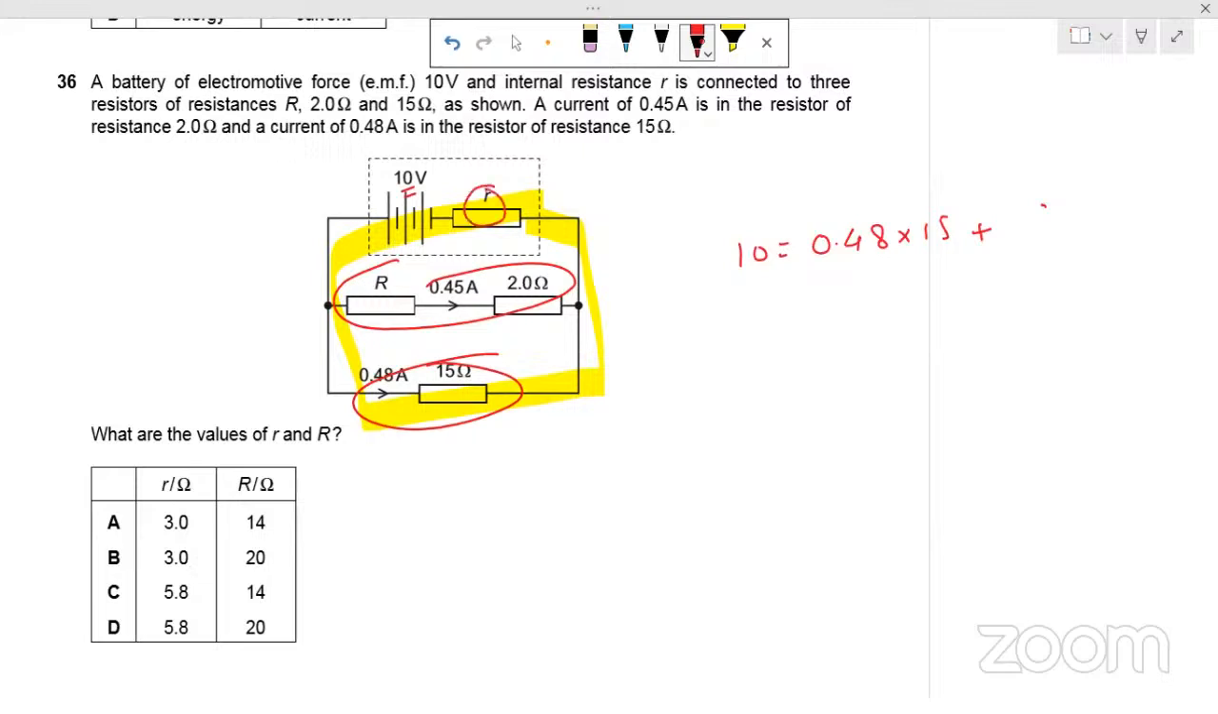current through this resistor is not 0.48, that is the sum of these two, 0.48 plus 0.45, 0.93 times this R. You will get this R. After obtaining this R, you can use this loop to find this resistor R. So the answer is A.